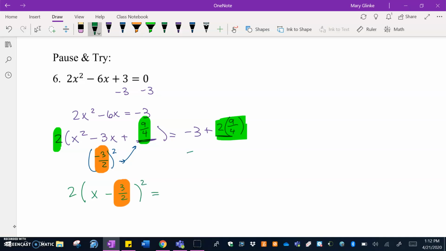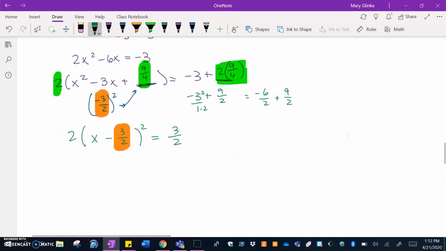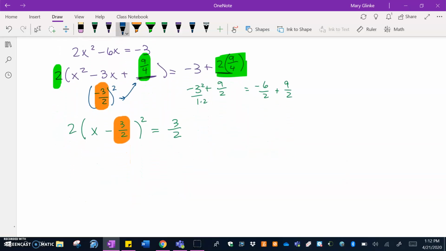On the right-hand side, we can simplify this. This is going to end up being 9/2. So if you wanted to imagine getting common denominators, this is really saying negative 6/2 plus 9/2. So this is going to end up being 3/2. Now we can go ahead and solve this by square rooting. So we're going to go ahead and divide both sides by 2. We get x minus 3/2 equals, if you can imagine, this is kind of like saying multiplying by 1/2, so that becomes 3.